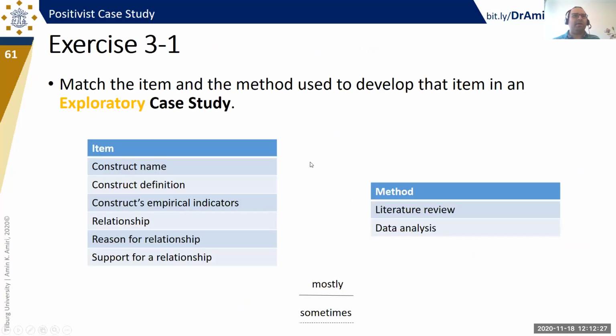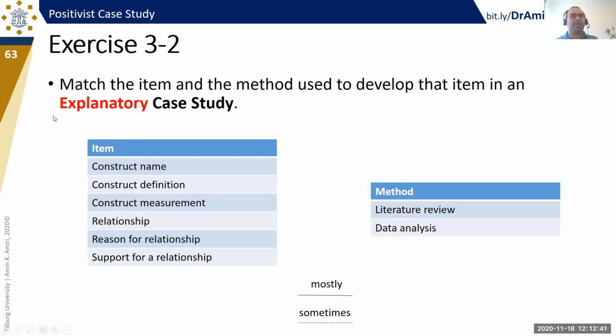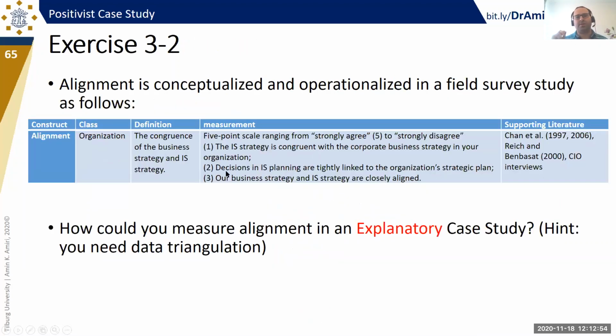Okay, I leave this exercise to you. I just wanted to show you again that in an exploratory case study, most of these are found using data analysis. But in an explanatory case study, where you try to test an existing theory, a theory that you created using literature review, most of these are created using literature review. This is the question that I would like you to think carefully about. I give you one minute.